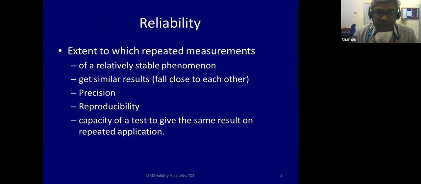The extent to which repeated measurements agree. So reliability is when you're doing repeated measurements of a stable phenomenon. Now let us say the blood pressure is stable across a few minutes, then you're happy. But suppose you check the blood pressure every hour for 24 hours. We know that the blood pressure fluctuates throughout the day. So you don't expect to get reliable measurements of blood pressure over the whole day.